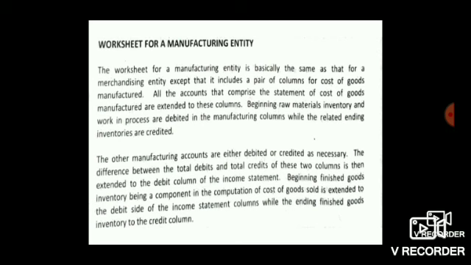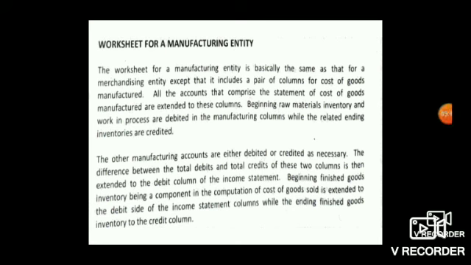Beginning raw materials inventory and work in process are debited in the manufacturing columns, while the related ending inventories are credited. The other manufacturing accounts are either debited or credited as necessary. The difference between the total debits and total credits of these two columns is then extended to the debit column of the income statement. Beginning finished goods inventory, being a component in the computation of cost of goods sold, is extended to the debit side of the income statement columns, while the ending finished goods inventory goes to the credit column.